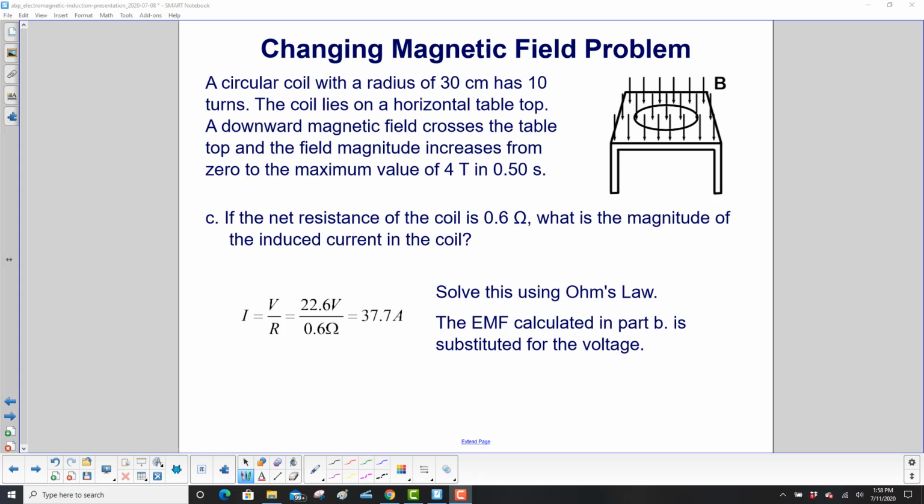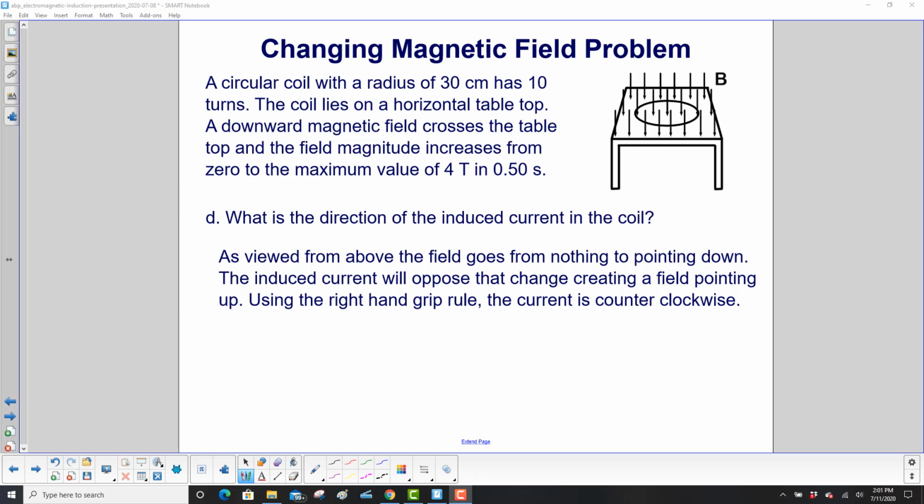There's a net resistance in the coil of 0.6 ohms. What's the current? Ohm's law. Okay, V equals IR, or I is equal to V over R. Now we calculated EMF, but that's interchangeable in this case for voltage. So we put the 22.6 volts over 0.6 ohms, and we get a current of 37.7 amps. Seems pretty unrealistic for this problem, but the numbers check out here. That's a lot of current. And 4 Tesla is a lot of magnetic field too.